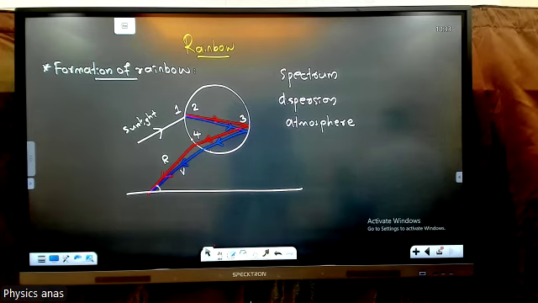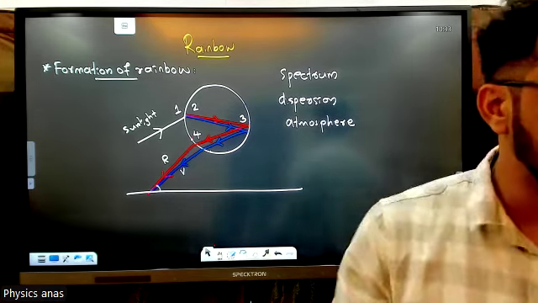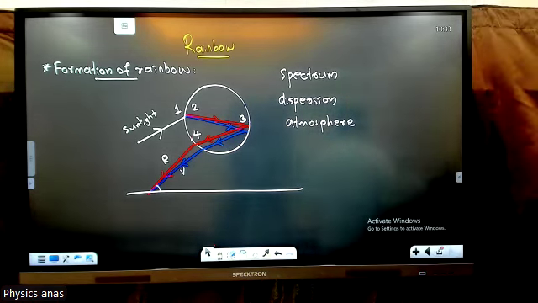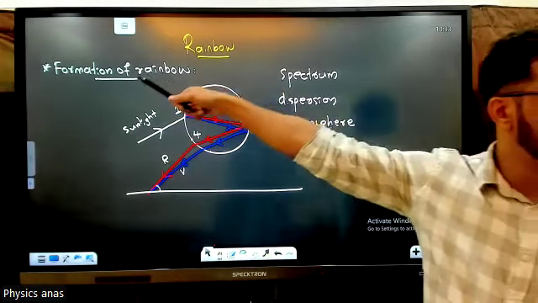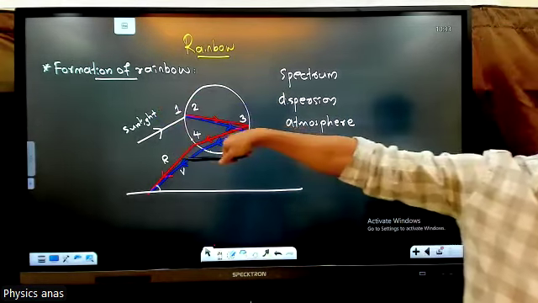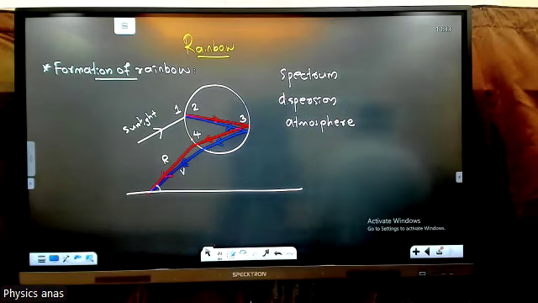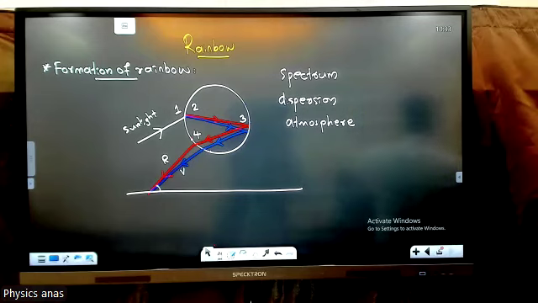It's the red line. Okay, you can write formation of rainbow. After this note, we can take a break. Formation of rainbow is the heading. I hope you have written that heading there. After the heading, there is a figure. Below the figure, you can write the note. I am giving you the note as points.